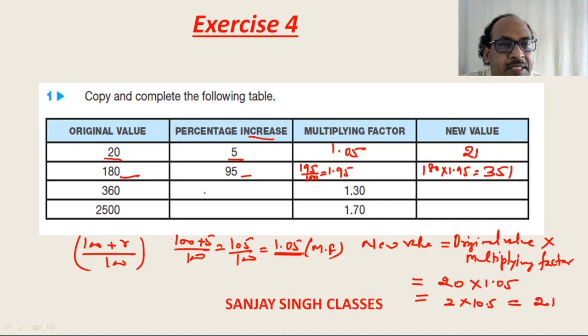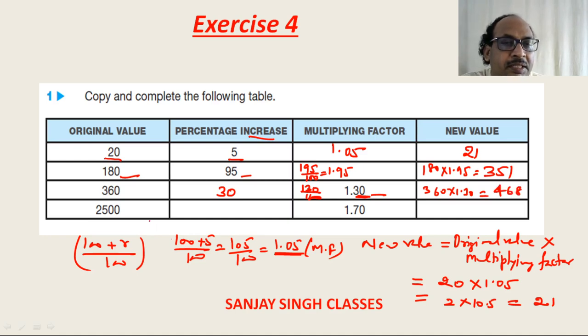Similarly, 360 and the multiplying factor is given to us as 1.30. It means it is 130 by 100, and 130 by 100 means it is 100 plus 30 by 100. So it means a 30% increase has taken place. So here we will write 30. Here 360 into 1.30 we need to do.